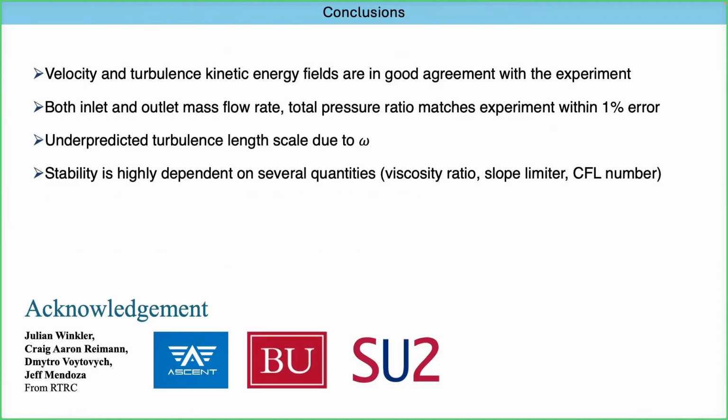In conclusion, the velocity and turbulence energy are in pretty good agreement with the experiment. Both mass flow rate and total pressure ratio match the experiment within an error. But we are underestimating the turbulence length scale using the SU2 solver, and it's due to a problem with the omega. We're still looking into this. Several parameters could affect the stability, including the initial quantities, the type of limiter, and the CFL number.